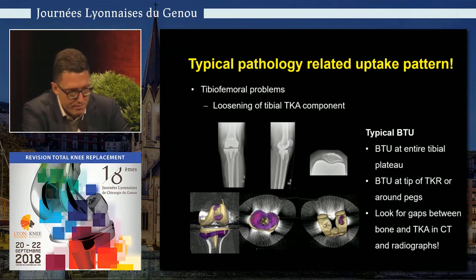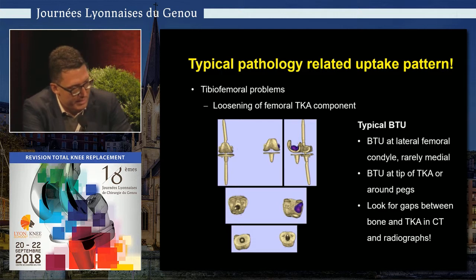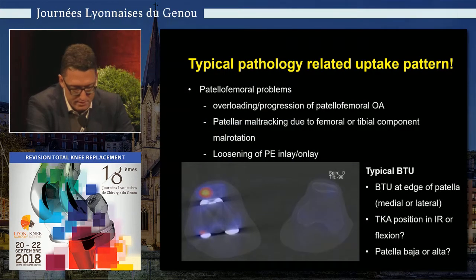Going through some of the pathologies, you see the typical pathology-related uptake patterns for the tibia. If you have uptake at the entire area of the bone under the plateau, this relates to loosening, and you also have to look at the pegs and the keels, which are the most important areas. For loosening of the femoral components, it's about the same. You have to look at the tip of the TKA, you look for the pegs, and also look for bone gaps and radiolucent lines in the CT part. It's not only looking at the scintigraphy alone, you also have to look at the other parts.